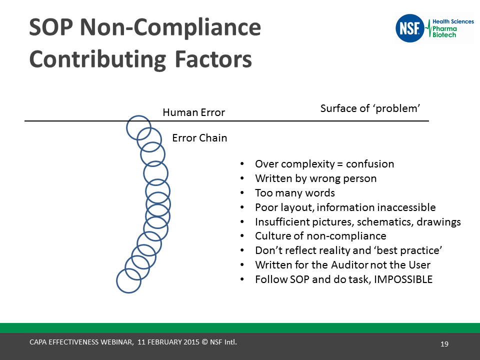And SOP non-compliance is a classic example. All of these factors, whether it be overcomplexity, too many words, culture of non-compliance, the list goes on and on and on. If we're serious about preventing SOP non-compliances, we've got to tackle the errors beneath the surface, what we call the contributing factors, rather than blaming the person who is not following the SOP, and it's often then put down to human error, when in fact it's a result of multiple contributing factors that have led to that. So part of the mentality we need to adopt in investigating incidents is to say, look, there's no such thing as a single cause.